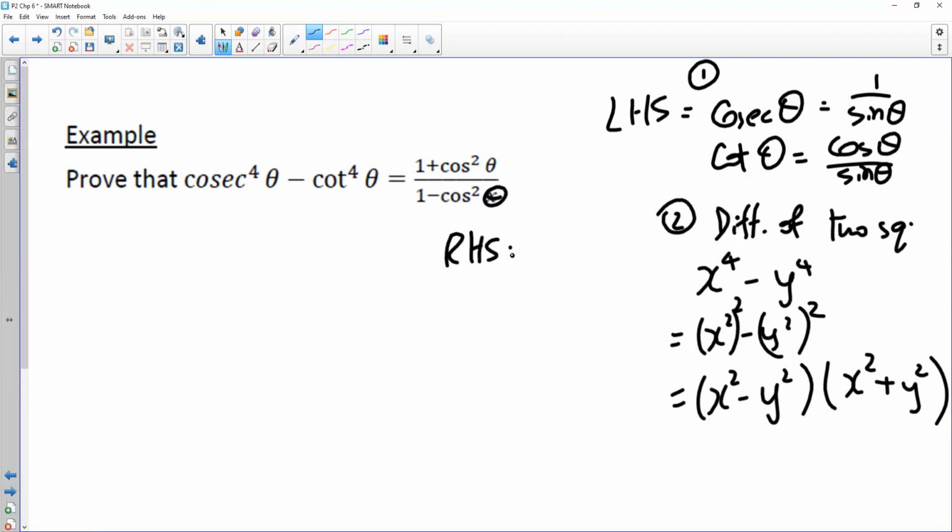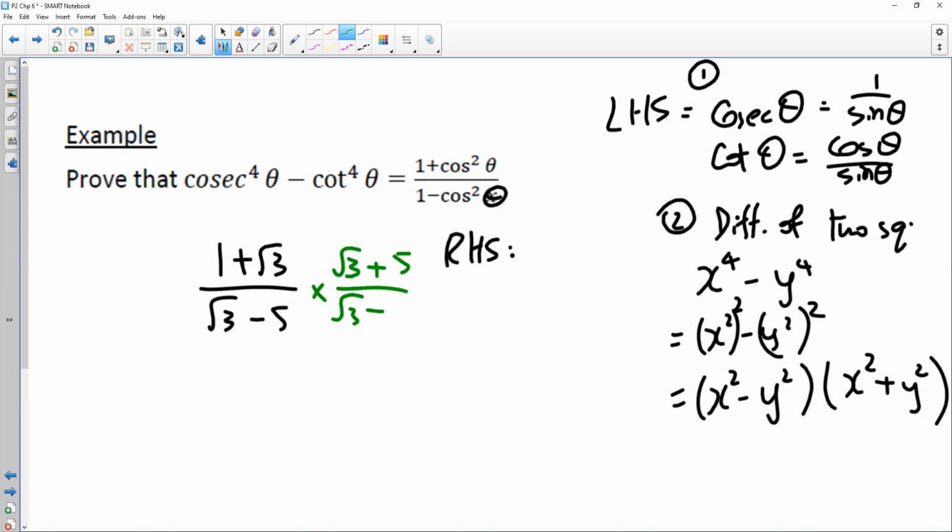Well, on the right hand side, we could multiply top and bottom by the, what's it called? The conjugate. Well, what's conjugate? If you rationalize, for example, you've got 1 plus √3 over √3 minus 5. Now, if I ask you to rationalize this, what will we do? We will multiply top and bottom by √3 plus 5. Right? So in here, you can do sort of the same thing. You can multiply top and bottom by 1 plus cos squared theta.